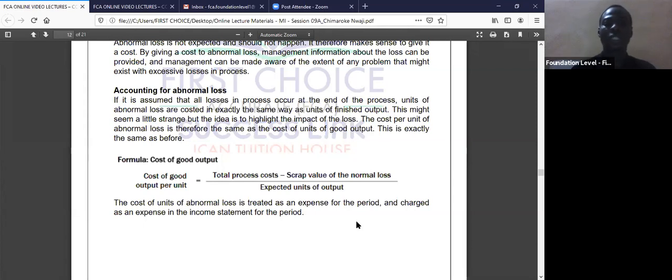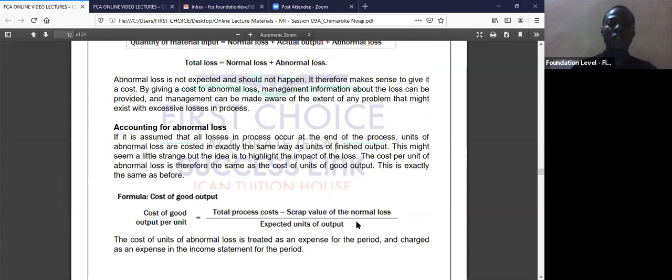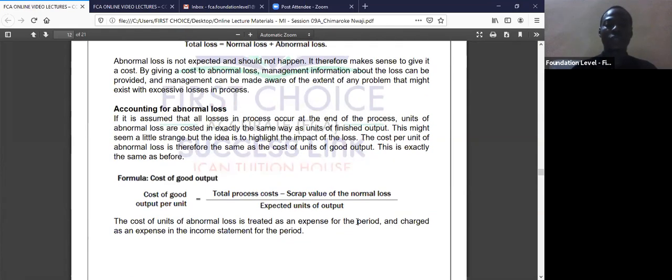So how do you treat it? What we do is that, accounting for abnormal loss, if there is going to be a scrap value, you are going to do it the same way you did normal loss. To calculate the cost of good output, you say total process cost minus the scrap value of the normal loss.